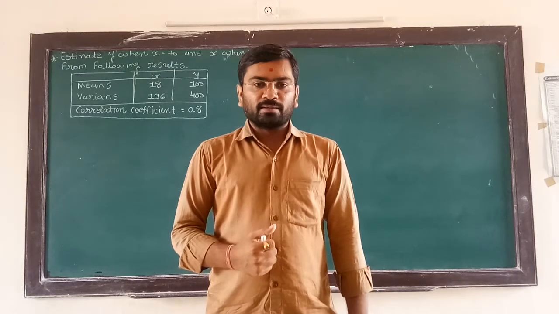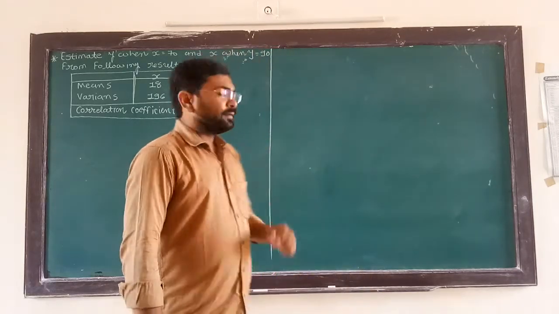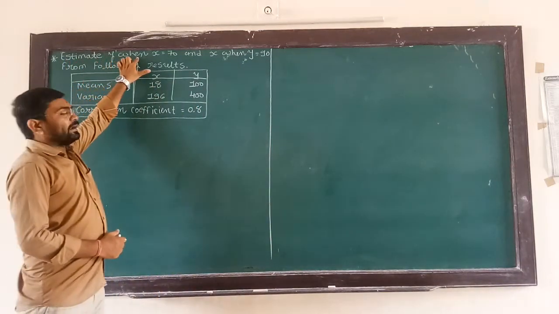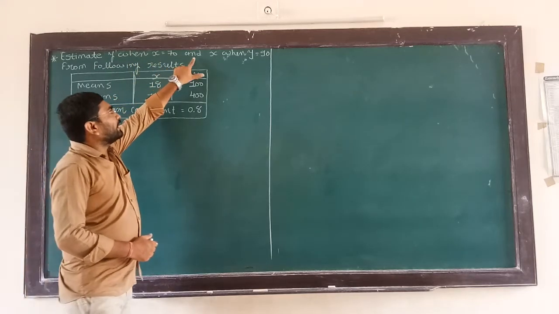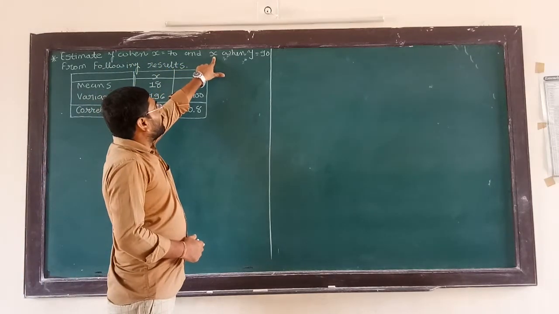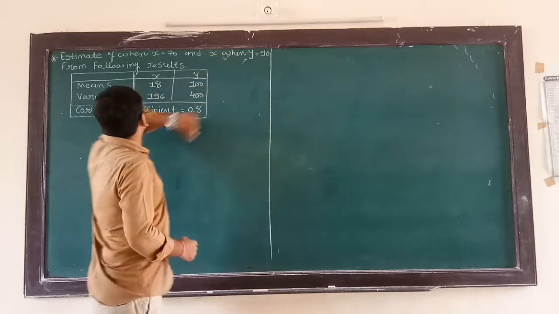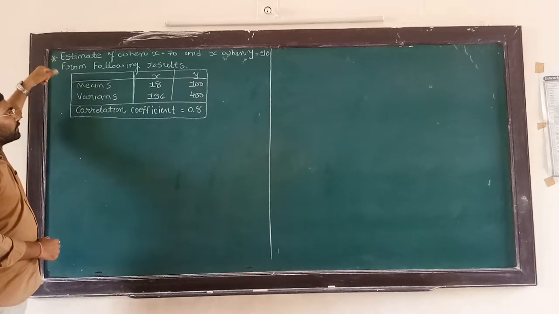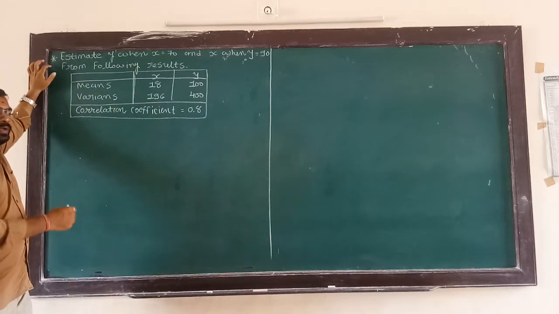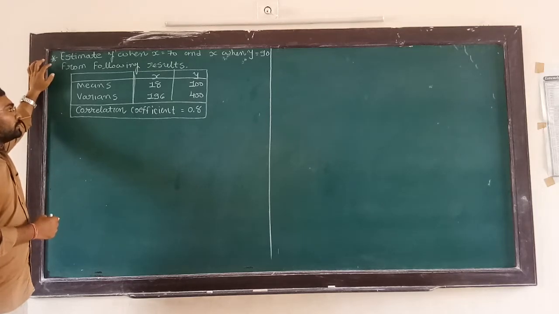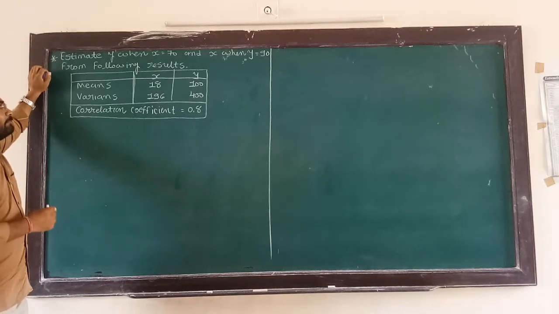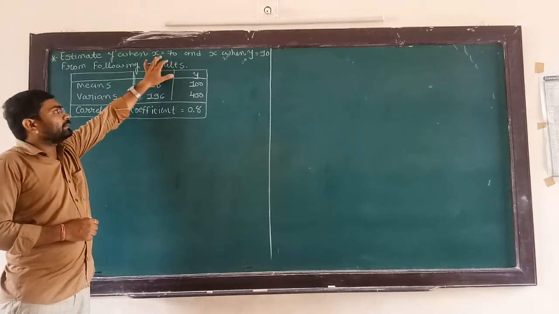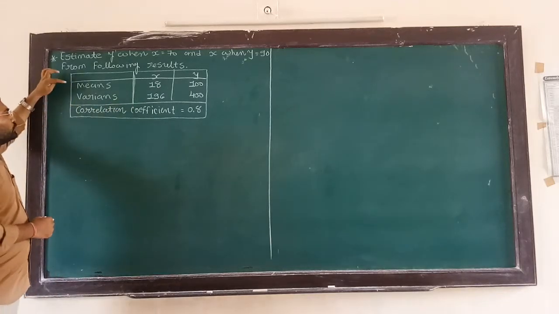Today we are going to start another method of second chapter. See the question: estimate the y when x is equal to 70 and x when y is equal to 90 from the following result. Here, students, in this question we can find both regression lines, and after that the value of y and x is found.